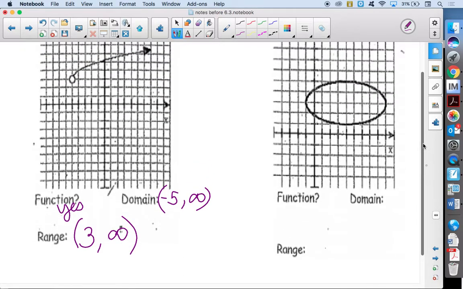Alright, is number 4 a function? No. That one is an oval, it doesn't pass the vertical line test, but you still can find the domain and the range, because it still has a starting and stopping point.